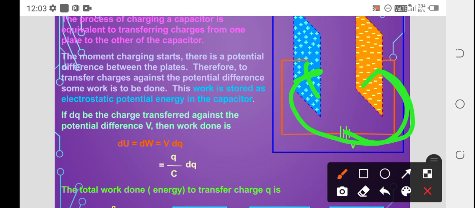When the charging starts, there is a potential difference between the plates. Of course, when the charging is happening, there must be a potential difference between the two plates. If the two plates are at the same potential, then charging is not allowed. The plates must be at different potentials, then only will the process of charging happen.